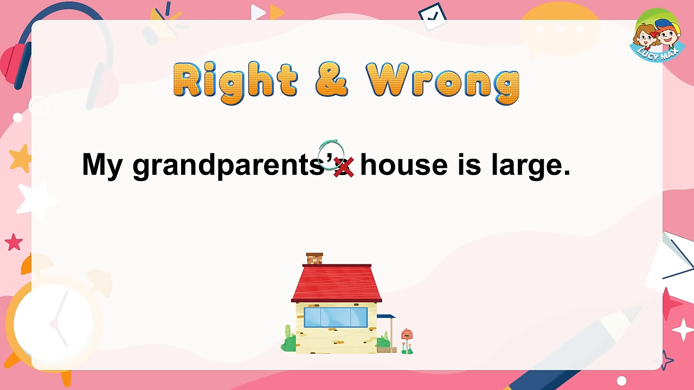Grammar tips. We will look at some tips for adjectives. Adjectives are used to give information about things or people. Adjectives describe nouns. They usually come before nouns. The form is subject plus verb plus an article plus adjective plus noun. Or, subject plus verb plus adjective.